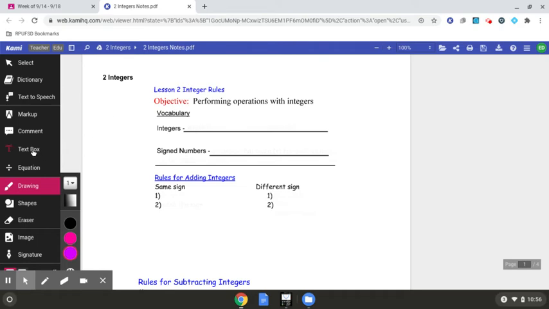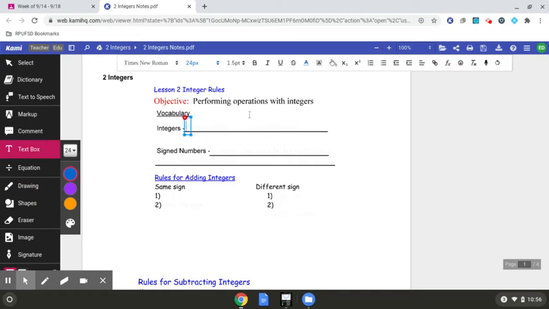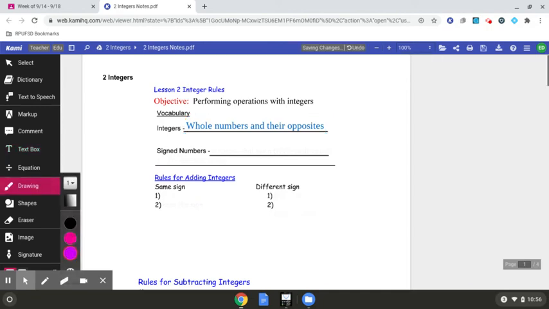So the first definition part here in our vocabulary is integers, which we did in lesson 1, and integers are whole numbers and their opposites. So, for example, -3, -2, -1, 0, 1, 2, and 3. And I'm going to put ... on both ends because you have to understand it goes on forever in both directions.